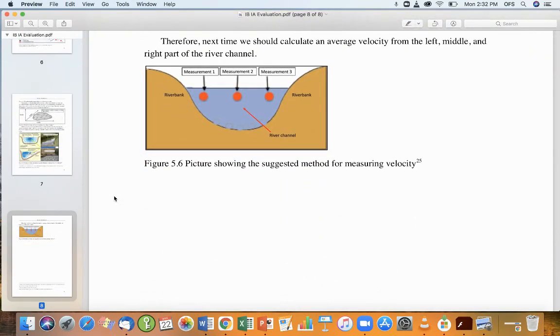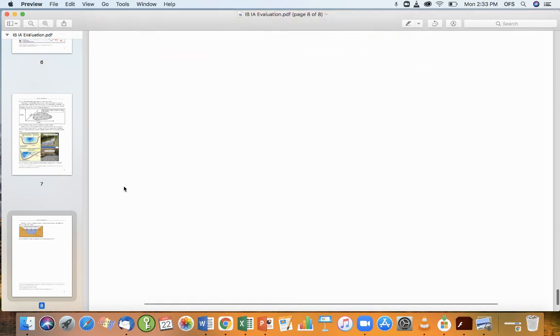Same thing if I was talking about velocity and I was collecting only 1 recording, so measurement 2 on this graph or cross-section here potentially could have been the only one that you have done in your school. So you might suggest that we do one from the left and one from the right, and the reason that I suggest this is quite often velocity varies depending on whether it's a symmetrical or an asymmetrical part of the river channel. So there's a range of things that you could put in here and why.